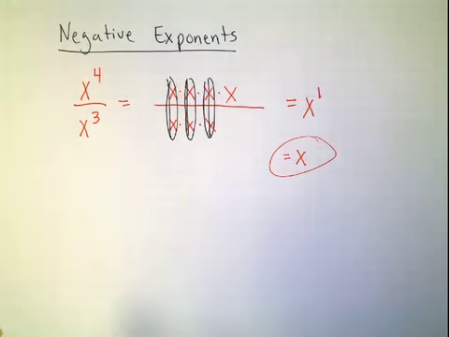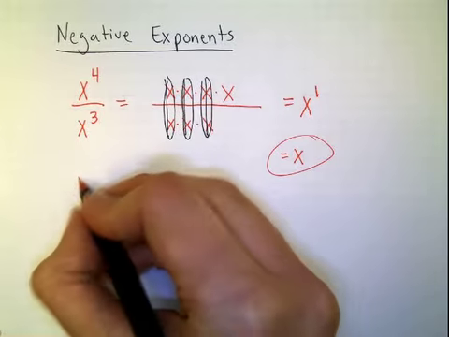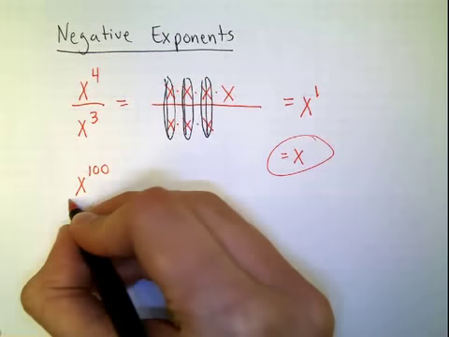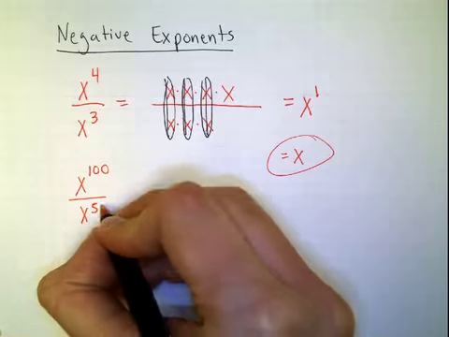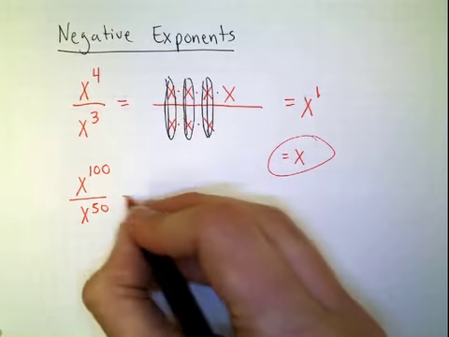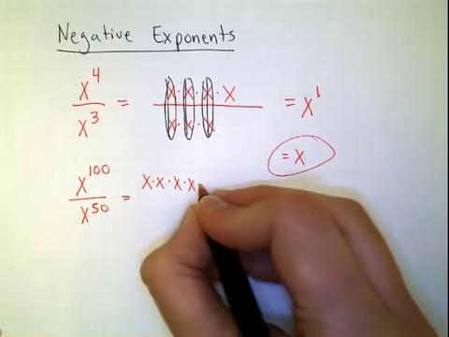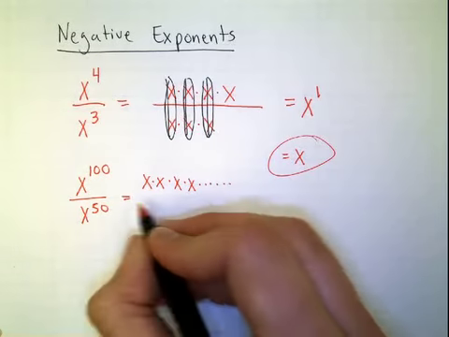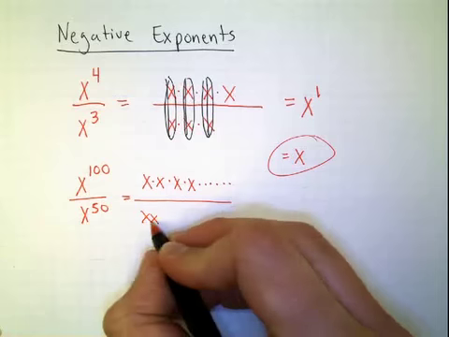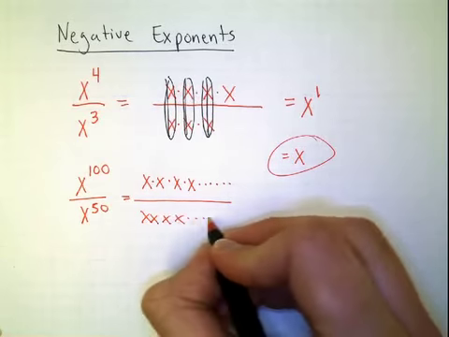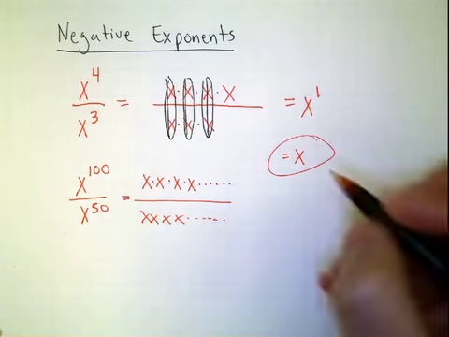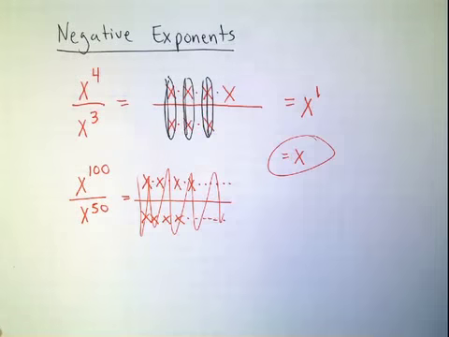Now there's a shortcut to doing this. And the reason we want a shortcut is, what if I had said I have x to the 100th over x to the 50th? I really do not want to repeat this process and write x times x times x 100 times, and then on the bottom 50 times. That just seems kind of crazy. So instead of having to do this really big long process, we come up with a shortcut.